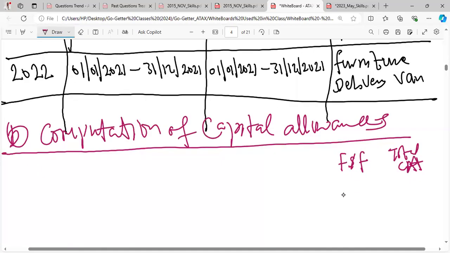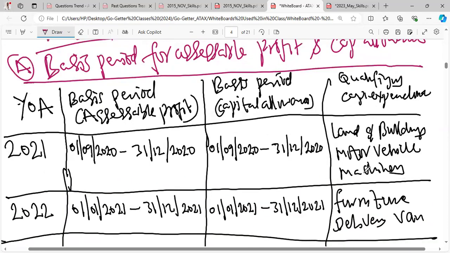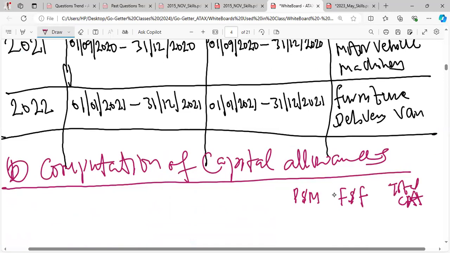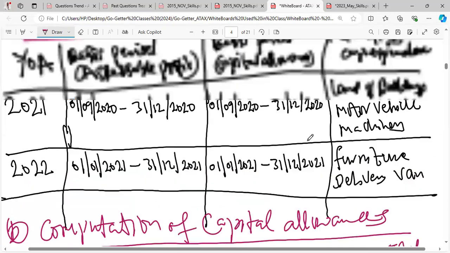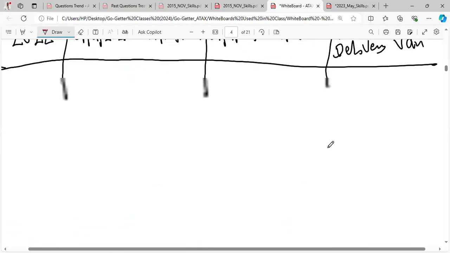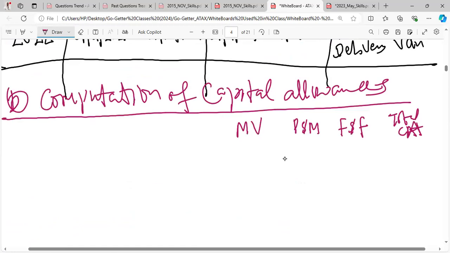Machinery, I will call it P and M, plant and machinery. Motor vehicle, I'll call it MV. Then land and building, I'll say L and B. Alright, so we know the semantics I use here.